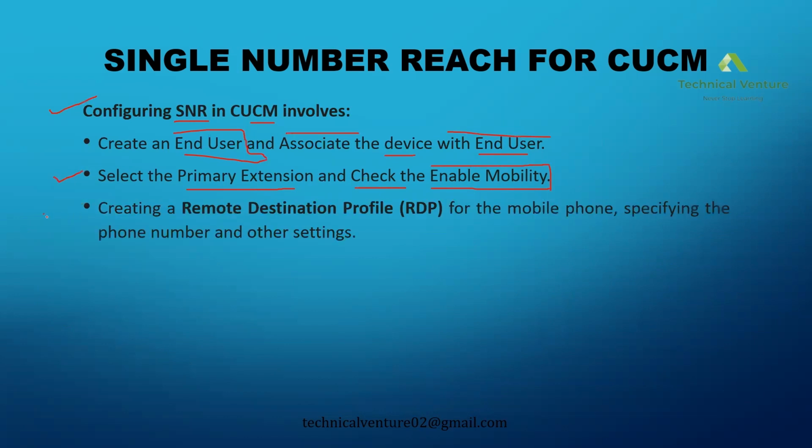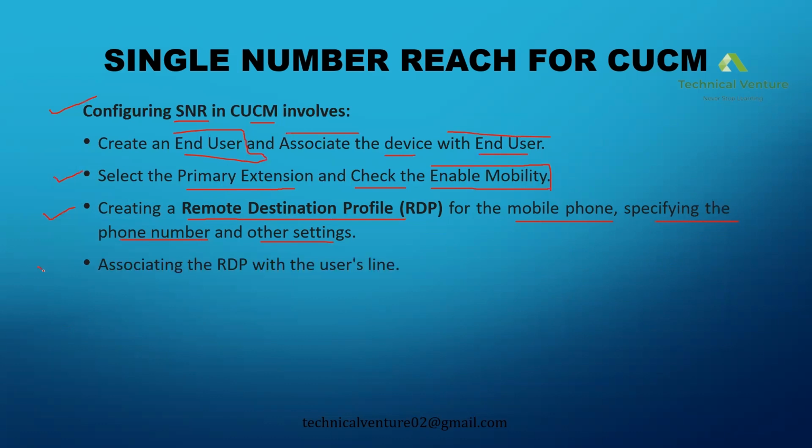After that, you need to create a remote destination profile. That is what I was discussing about. You need to create a remote destination profile for the mobile phone. Why for the mobile phone? Because as soon as you get a call on your desk phone, we need our mobile phone to ring simultaneously at the same time, right? So we need to create a remote destination profile. And under this remote destination profile, we will add our phone number, right? It says create an RDP for the mobile phone specifying your phone number and any other settings. It will show so many settings. I'll show it to you.